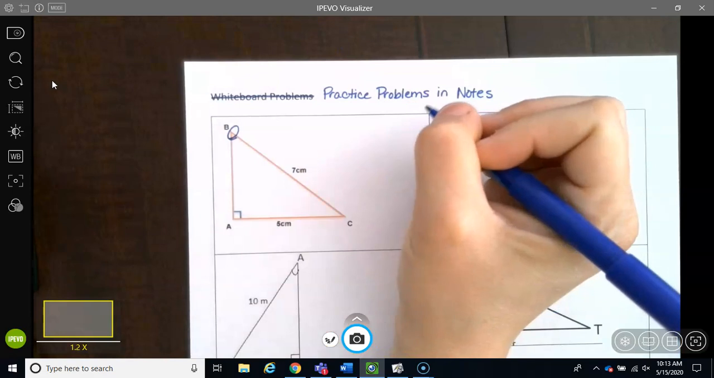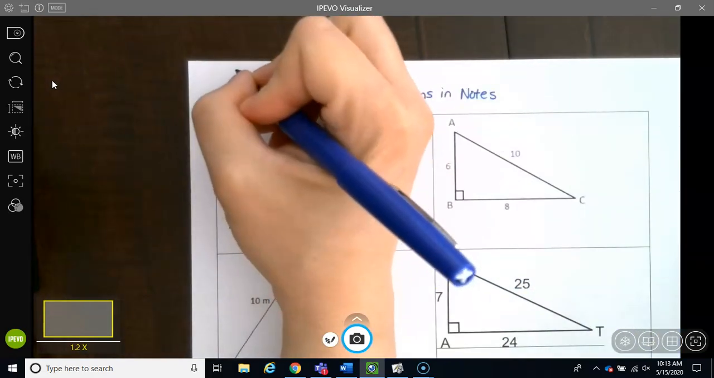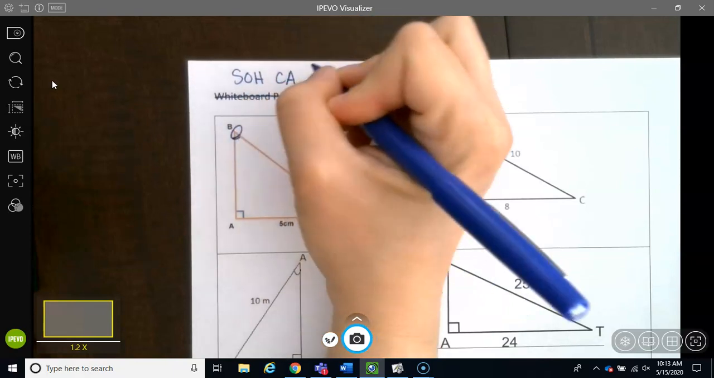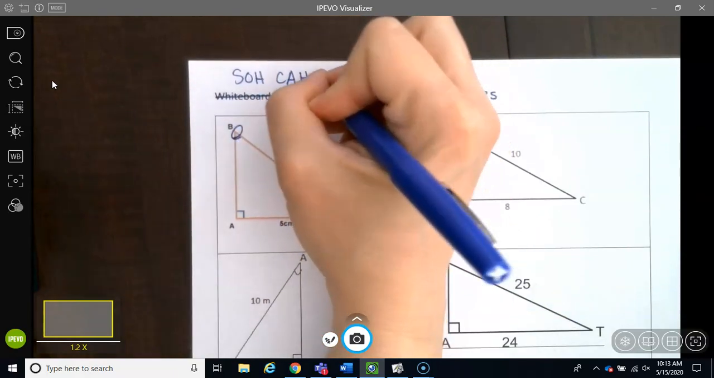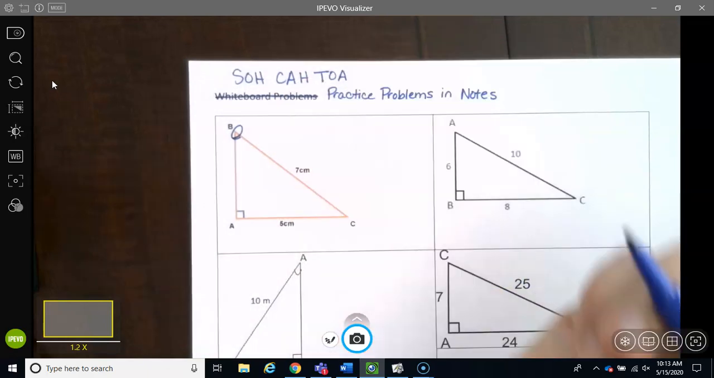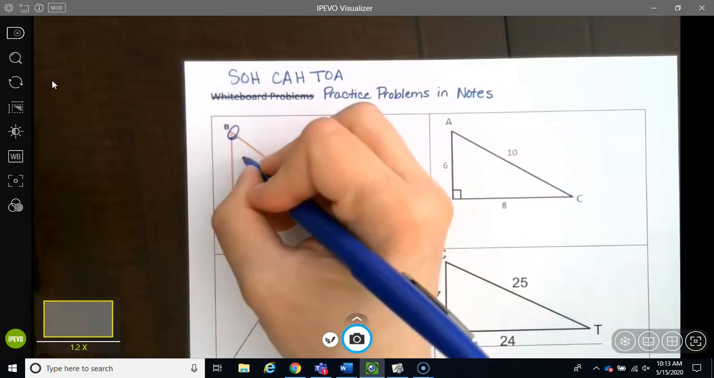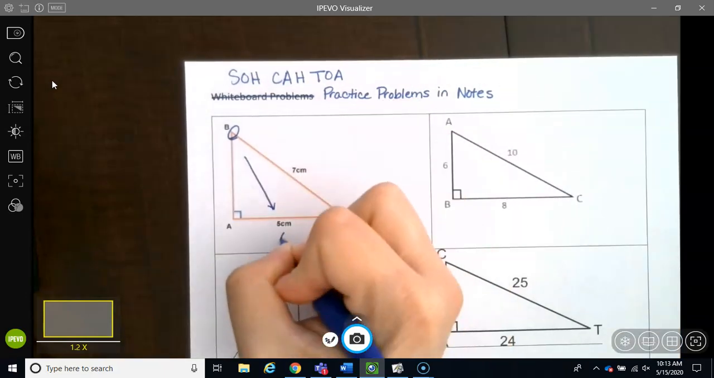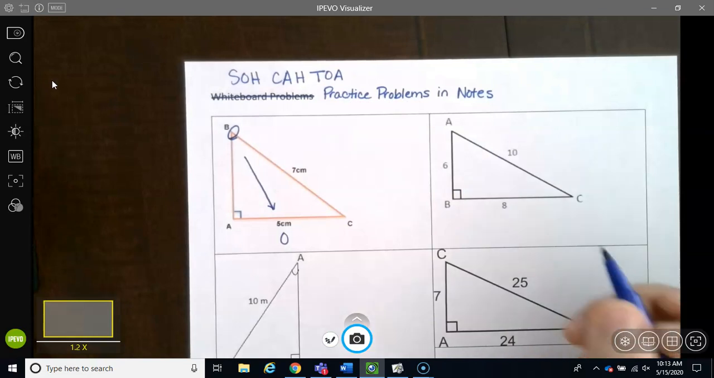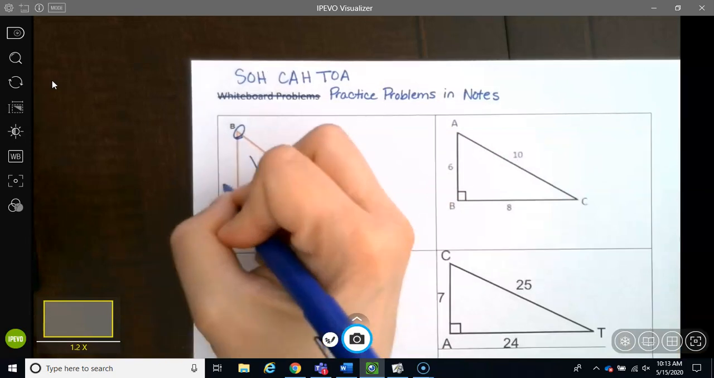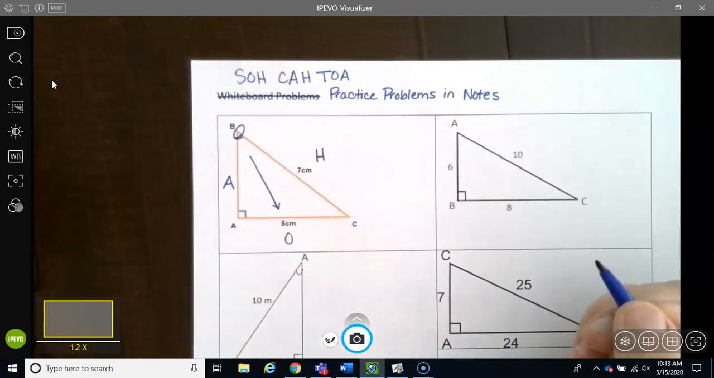We got to set up our, and I'm going to go ahead and put SOHCAHTOA at the top here, so that we can reference that for our formulas. So for finding angle B, our opposite side is that 5 centimeter side. Our hypotenuse side is always across from the 90-degree angle, and our adjacent side is the one left over. Okay?